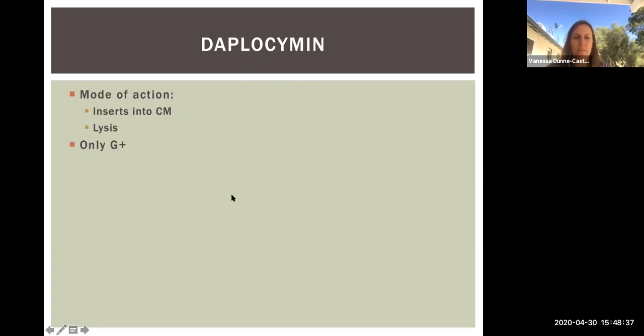This is another category, with a very similar concept of the drug inserting itself in the cell membrane, used really only against gram-positive bacteria.